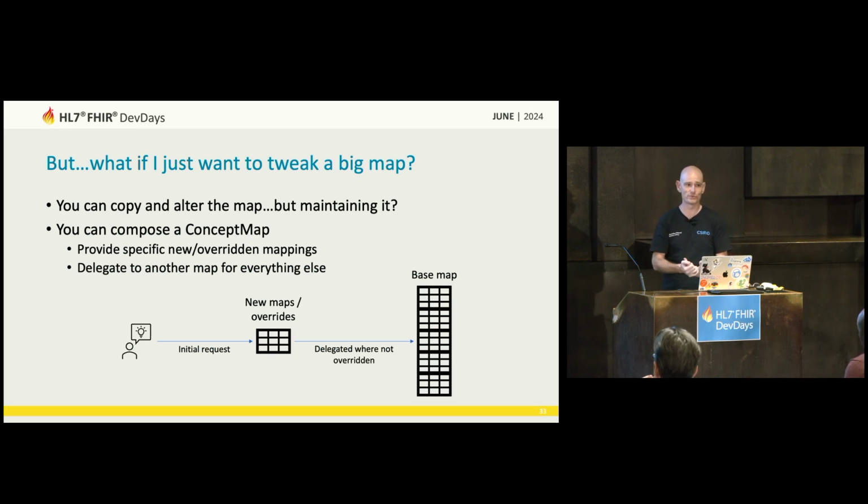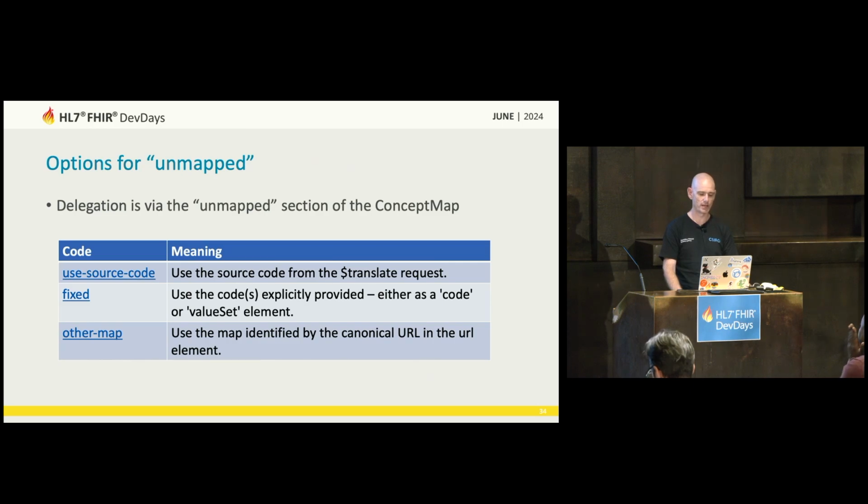And in fact, this is useful even if you're maintaining it yourself. You might be able to decompose the map into a few different units and then maintain those things separately, or maybe on different life cycles. So essentially, you can provide new or even overridden mappings and then delegate on to a base map. So we've got an example of how that works.